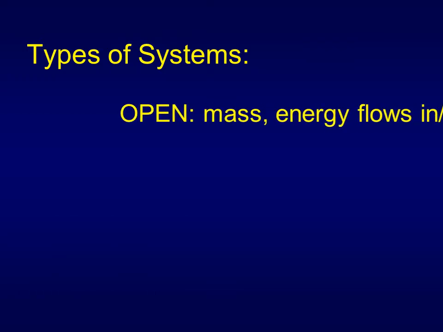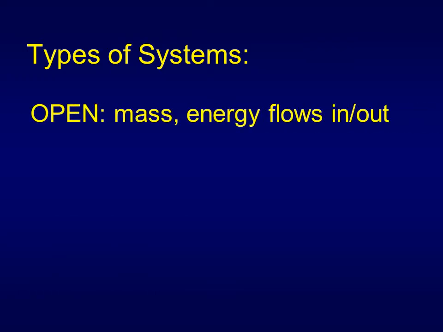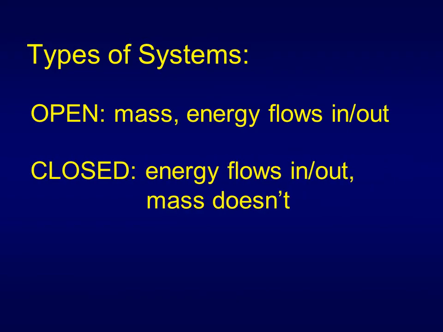Now we'll look at types of systems, and one of these is called the open system. In an open system, mass and energy can flow in and out of the system freely, and I think most real systems are open, but we can look at restrictions to that. What we call a closed system is where energy can flow in and out, but mass doesn't flow in and out. I guess there are a lot of closed systems.